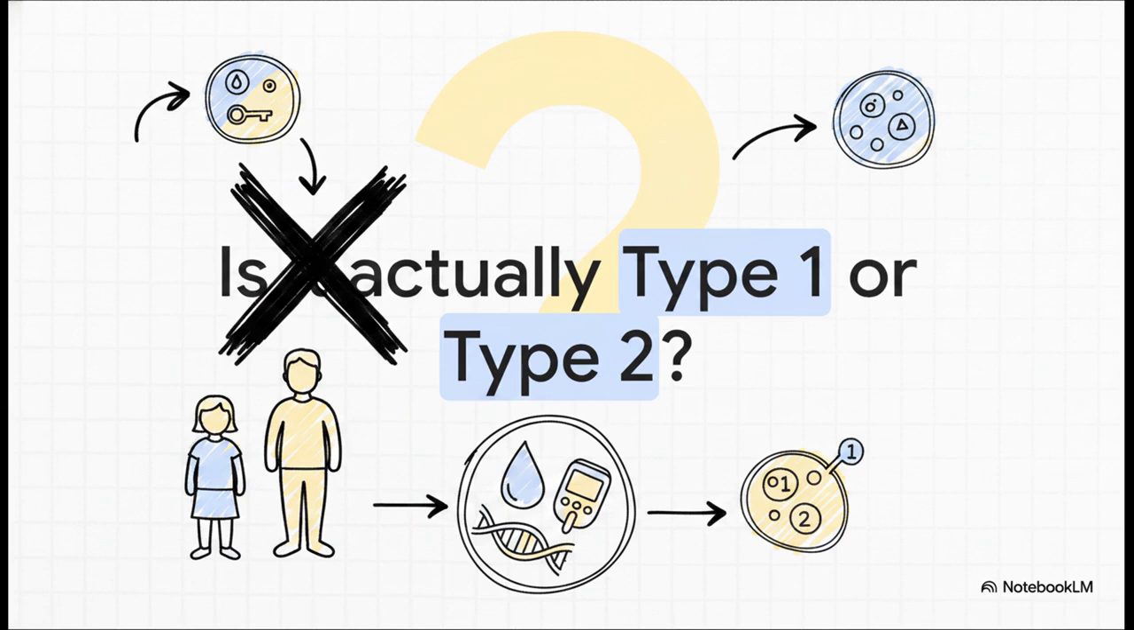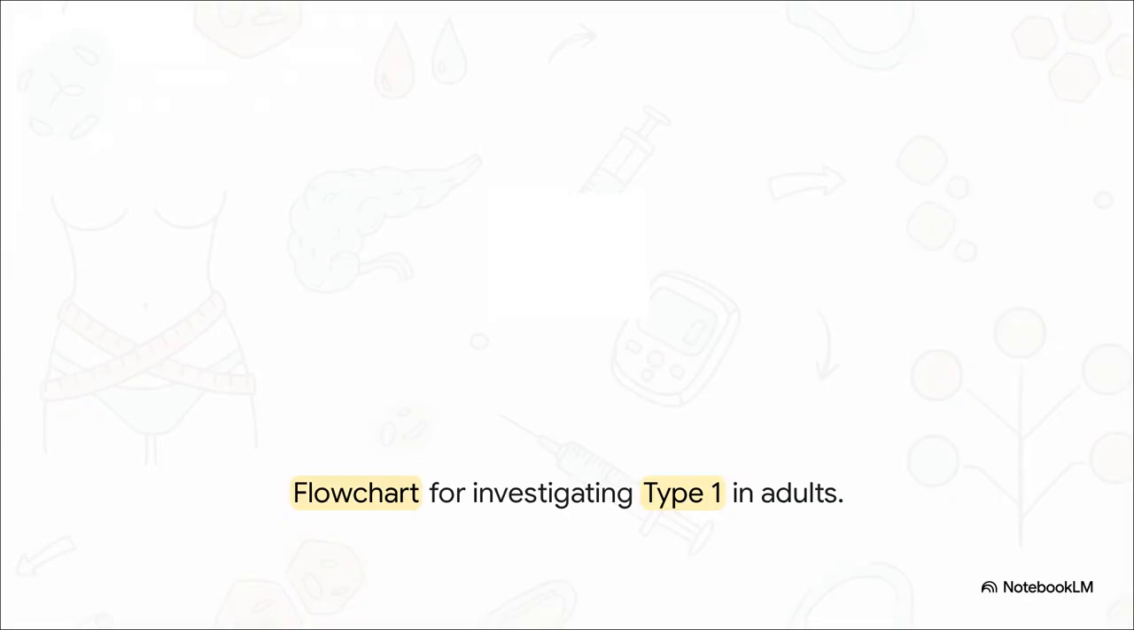Well, the 2026 Standards of Care throw that outdated idea completely out the window. Both diseases occur in all age groups. In fact, and this is a huge clinical reality, up to 40% of adults with new onset type 1 diabetes are initially misdiagnosed. They're often just assumed to have type 2 simply because of their age. And this brilliantly illustrates how doctors actually solve this mystery today. What you're seeing is the actual flowchart used for investigating suspected type 1 diabetes in newly diagnosed adults. It's definitely not just guesswork anymore.